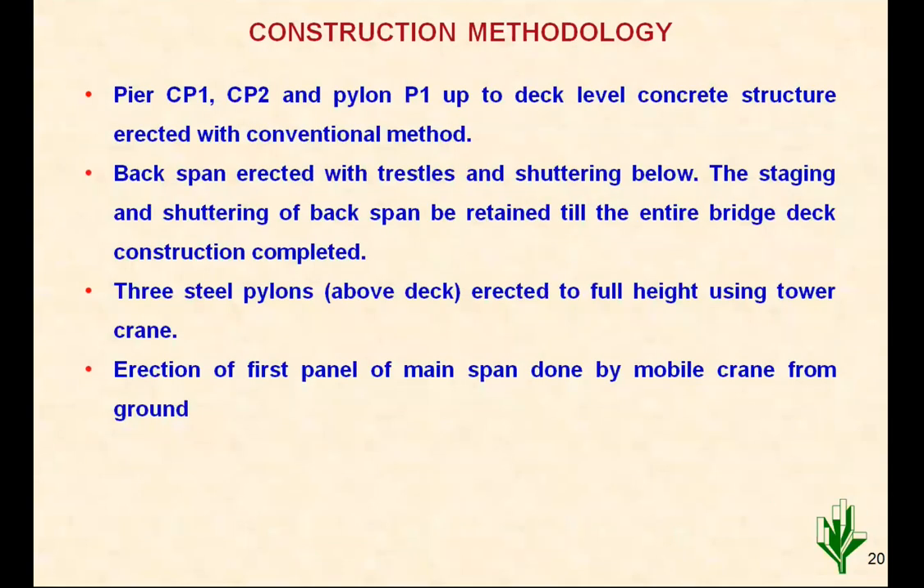So there are 2 common piers and one between the pylon. CP1 is, say, the backside, that is integral. Only at CP2 side there is a bearing provided. Otherwise the deck is monolithic with the substructure. So there are 3 steel pylons as said earlier.